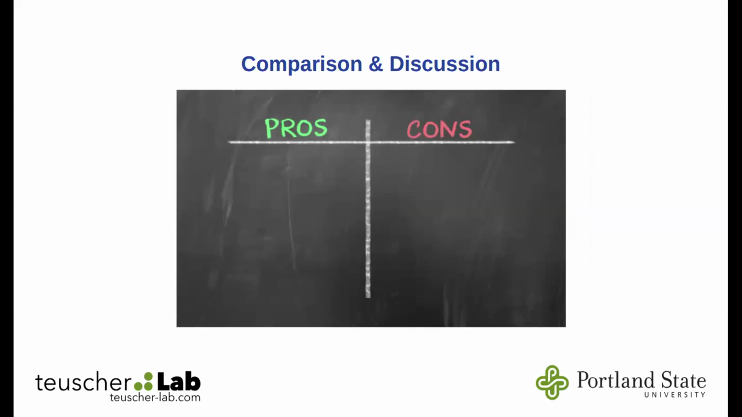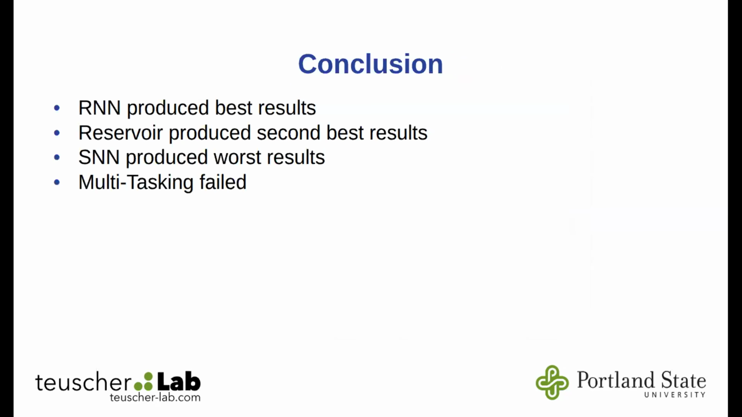Overall, the LSTM had the best results for the glucose. The reservoir had second best in glucose, but worst in diabetes prediction. Spiking had the worst result in glucose, but the best in diabetes prediction. So in conclusion, the recurrent neural network ranked first, the reservoir second, and the spiking network last. For diabetes, the spiking ranked first and the reservoir ranked second. A multitasking network was attempted, but not successful.